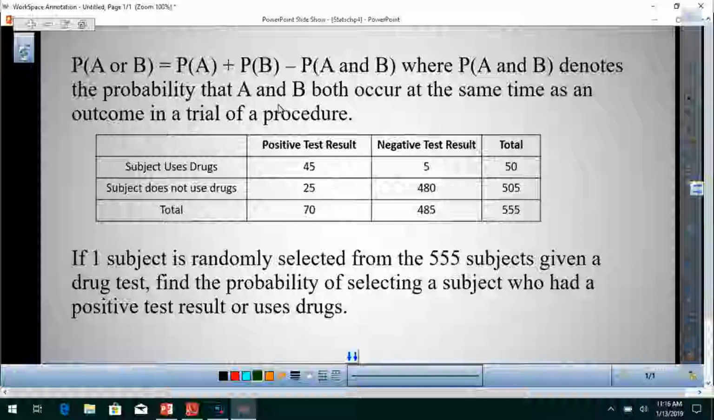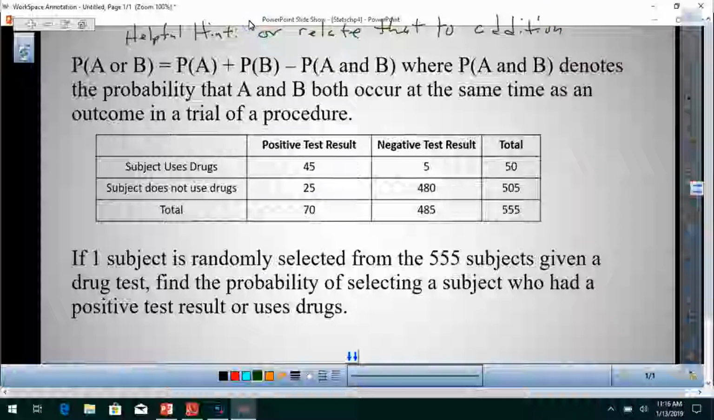All right, here is a little helpful hint. When you see "or," you should relate that to addition. All right, when you see "or," relate that to addition.